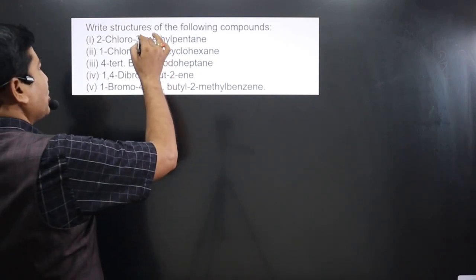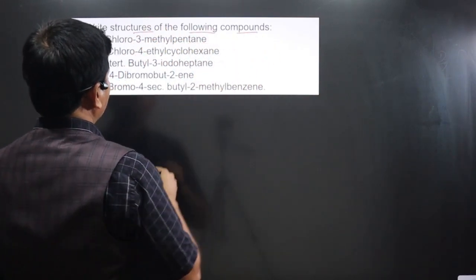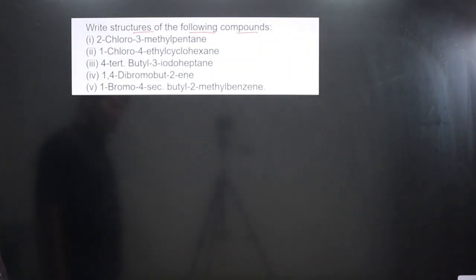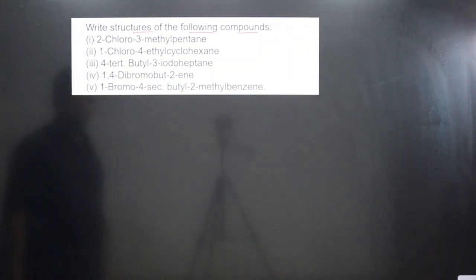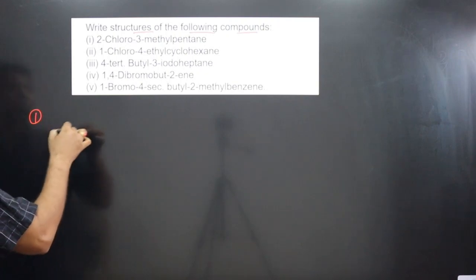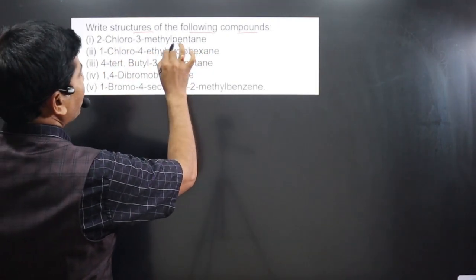The question says write structures of the following compounds. You can see there are 5 compounds given here. Let's write the structure one by one. First one we have, it says 2-chloro 3-methyl pentane.